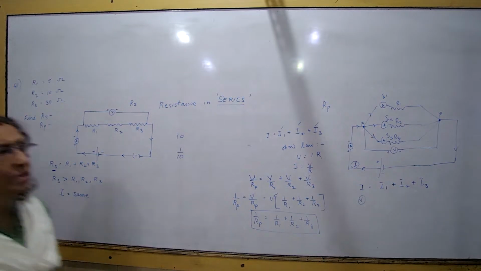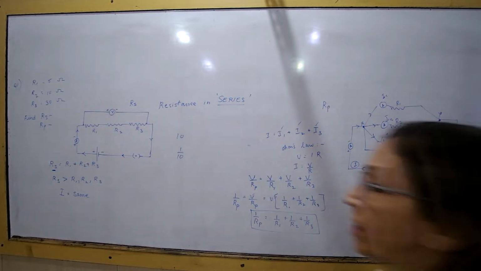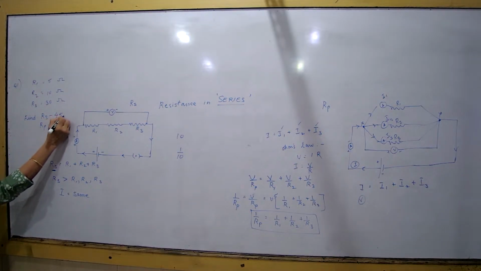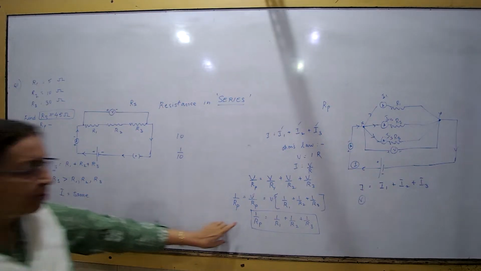Okay, Shiva, now what can we do? How will we find out RS? Substitute here. RS is 30 plus 10 plus 5, which is 45. So RS we have already found out is 45. Is that correct? Now we have to find out RP. For finding out RP, we are going to use this formula.